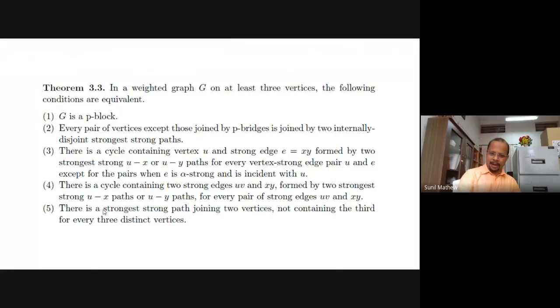Later, we obtained results like this. A partial block is equivalent to the following. We got 5 different conditions for a partial block using internally disjoint strongest strong paths. I told you what the strongest path is as well as the strong path. So when you connect them together, you get a strongest strong path. So only 5 of Harary's conditions could be proved. So we thought, what about the other 2?